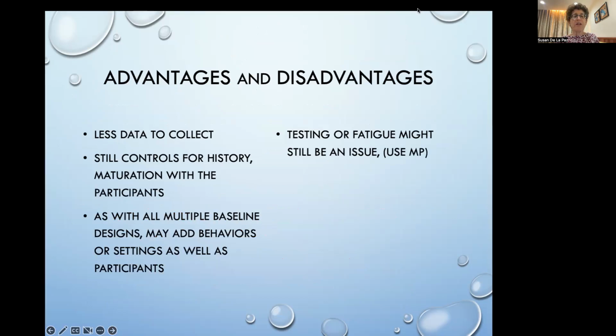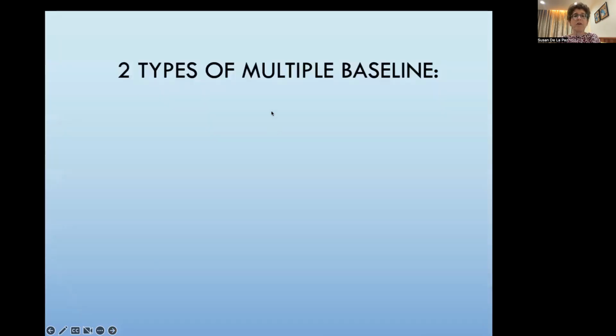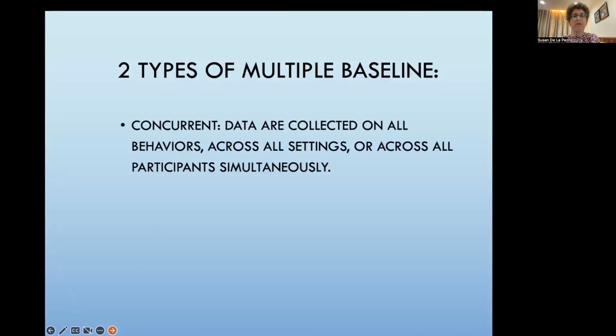Advantages and disadvantages: less data to collect, at least with multiple probe compared to multiple baseline. It still controls for things that we want. It can be useful. It depends. It is true sometimes you still can have an issue with testing because there still are a fair number of probes. 2 types of multiple baselines.